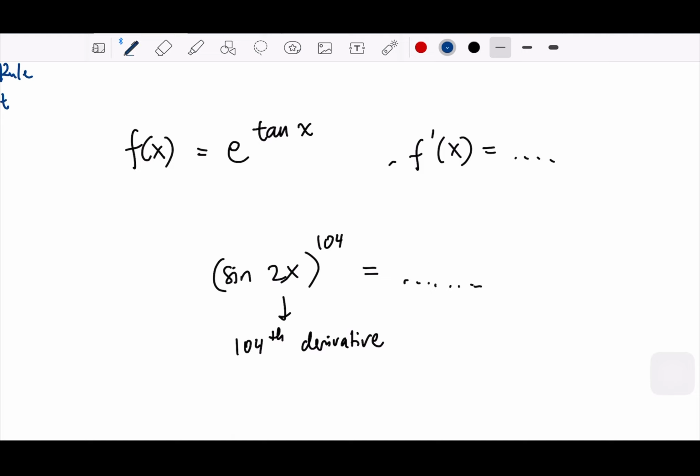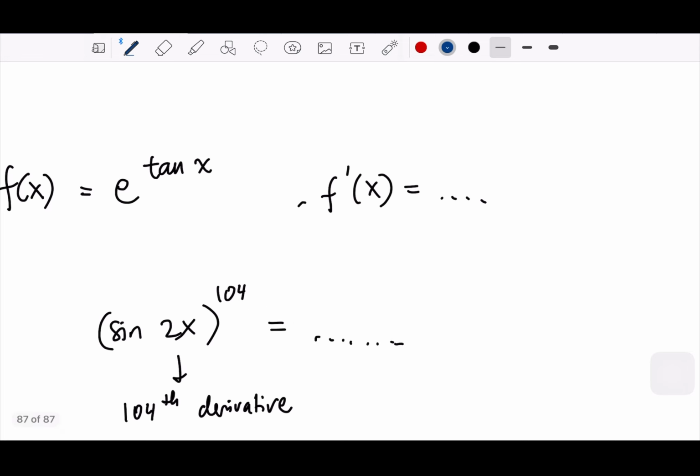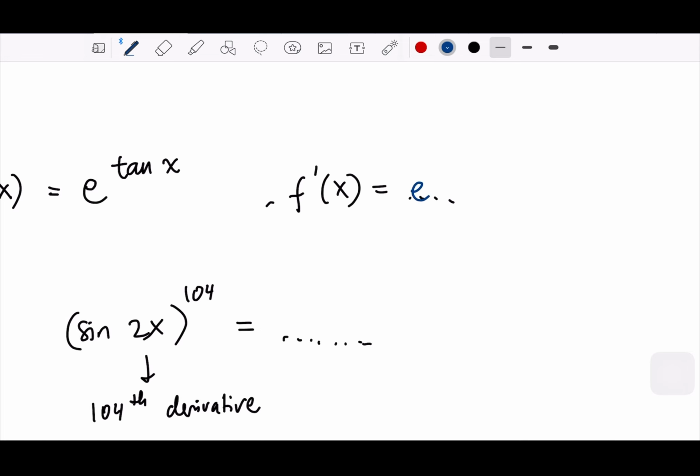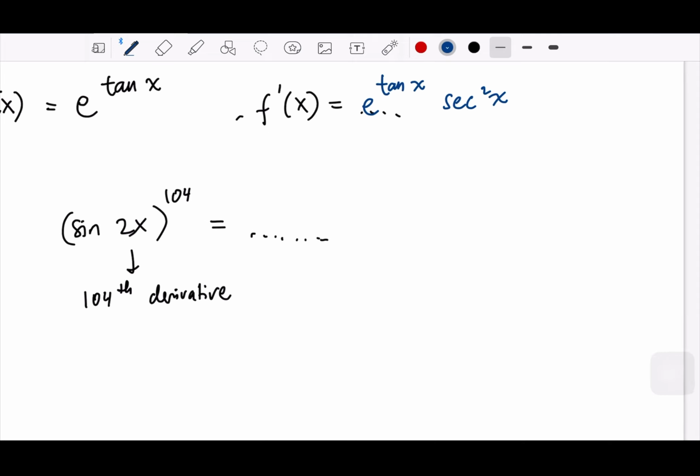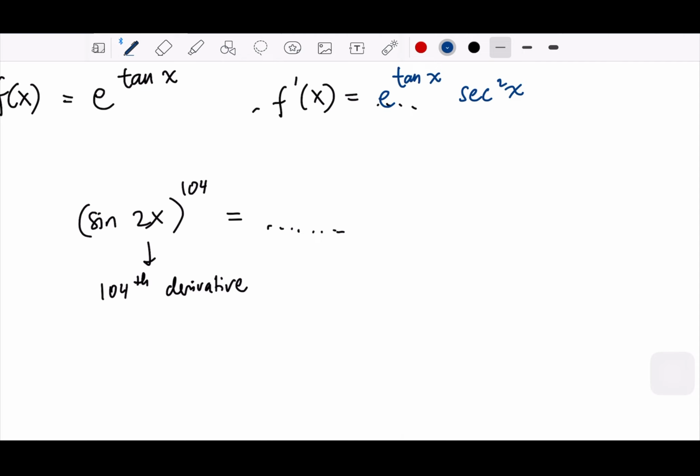Every time you have the exponent, you write the same exponent itself and then write the chain rule of the tangent, which is secant squared x. I think not too difficult. For the second one, the question is asking for the 104th derivative of sine 2x. So we can first take some time to write several derivatives. Let's say the first one, take one time.